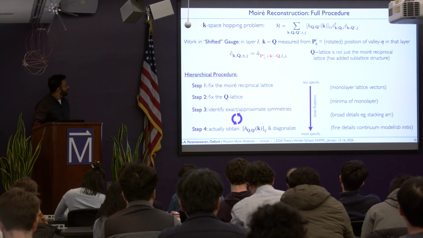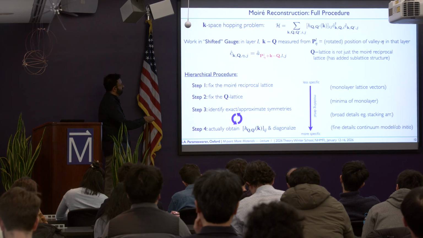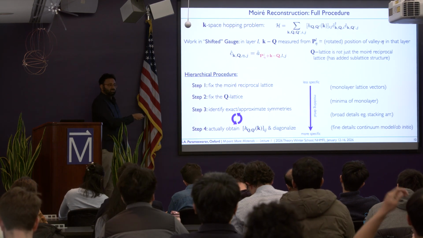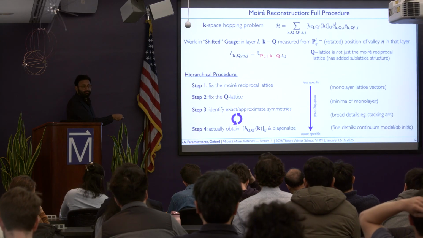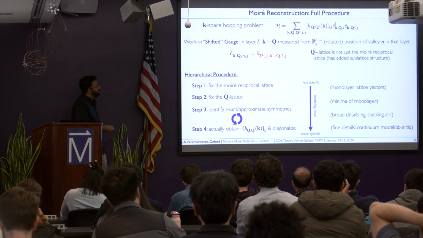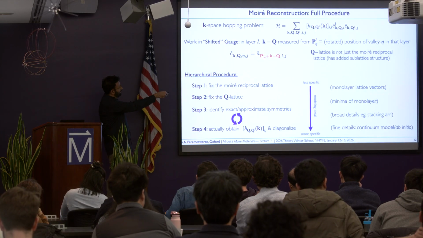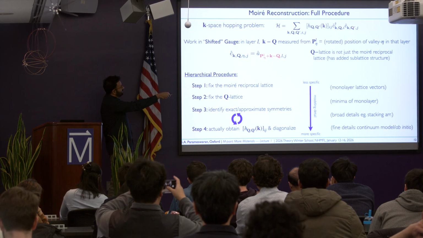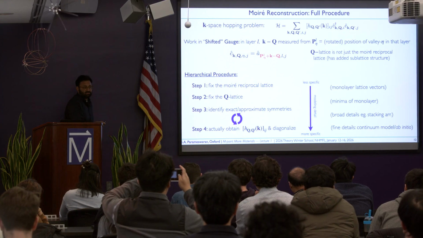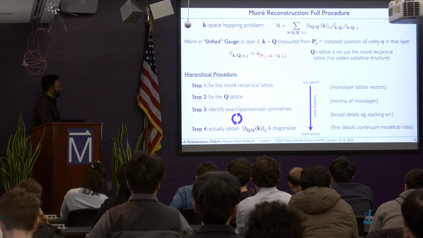So let me set up a hierarchical procedure. The first step is the easiest one. We just want to fix the moiré reciprocal lattice. The second step is going to be some geometry, and it's going to be different for the gamma, K, and M points, to fix this Q lattice, the lattice of things that enter. So there's a momentum space hopping problem between momenta Q and Q prime. What I'm going to think about is how to fix the Qs and Q primes that enter. What is the momentum space lattice on which we're hopping to work out the dispersion at each K?